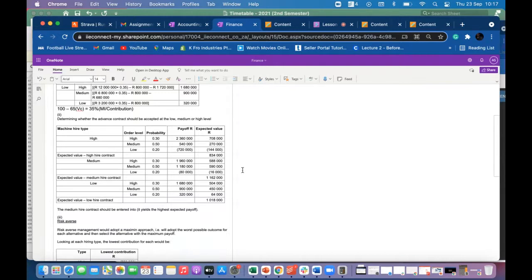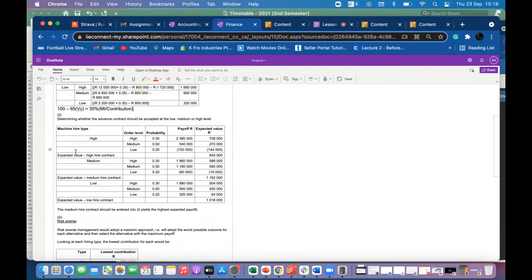We know that for high turnover, we have the probability of 30%. For medium turnover, we have a probability of 50%. For low turnover, we have a probability of 20%. So we're basically taking those probabilities and timesing them by the payoff, and that's how we're arriving at the expected values.